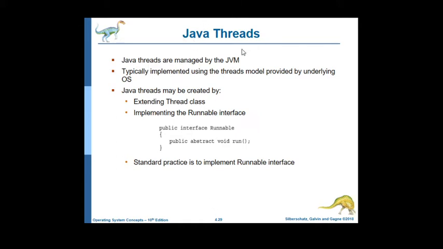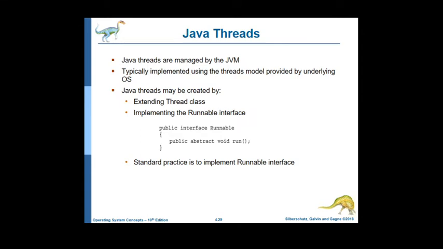Java threads are available on any system that provides a JVM, including Windows, Linux, and macOS. So the JVM is running on top of the host OS. We already discussed this in the previous video. The Java threads API is available for Android applications as well.